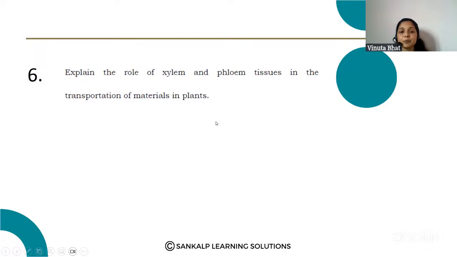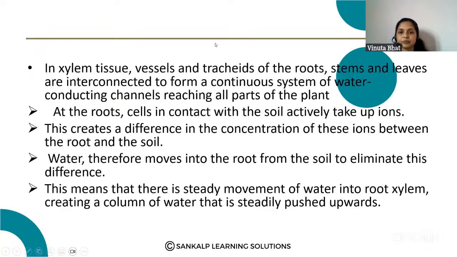Next question. Explain the role of xylem and phloem tissue in the transportation of materials in plants. How do the xylem and phloem tissues help in the transportation of food materials in plants? Here, in the xylem tissue, the vessels and tracheids of the roots, stems, and leaves are interconnected. So they form a continuous system of water conducting channels that reaches from roots to the shoots of the plant.